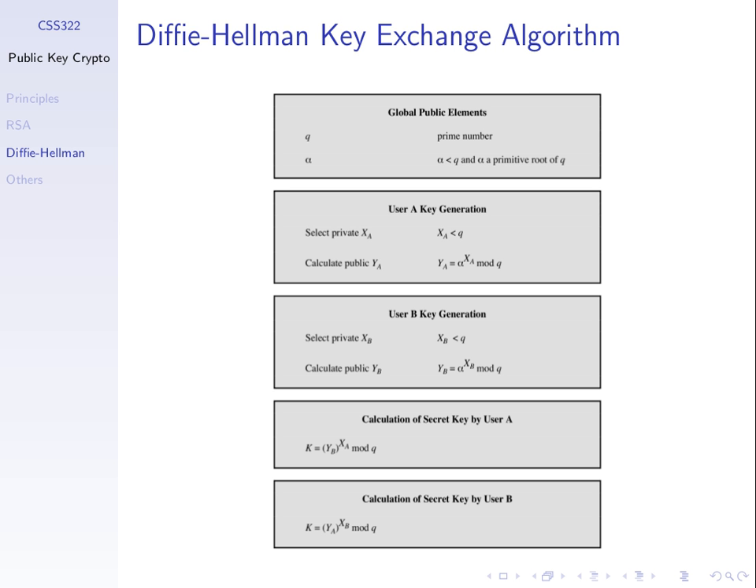Q and alpha are public. By global public elements, Q is known. We had 353. Alpha is known, 3. And YA and YB are known. Those two values were sent across the internet. No secure channel, no encryption. The values were sent as they were. So the attacker, we'll assume, knows them. YA was 40. And YB was 248.